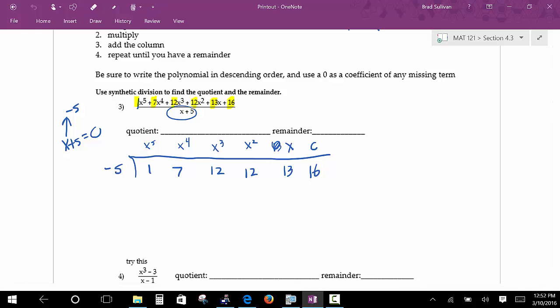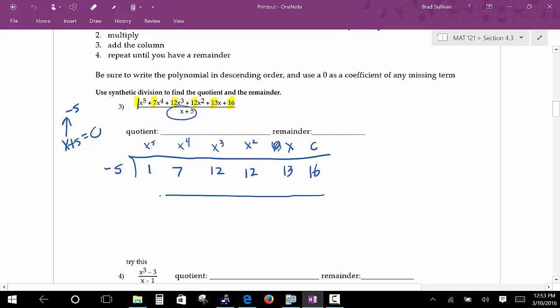Okay, so now watch how I do the synthetic division here. Now what you're going to do is draw a big bar like that, and you're going to run through it like this. The steps are very simple. Step 1 is bring down the first number. Step 2 is to multiply these two numbers. Negative 5 times 1 is negative 5. So you put that there. Step 3 is add the column. So 7 added to negative 5 is 2.